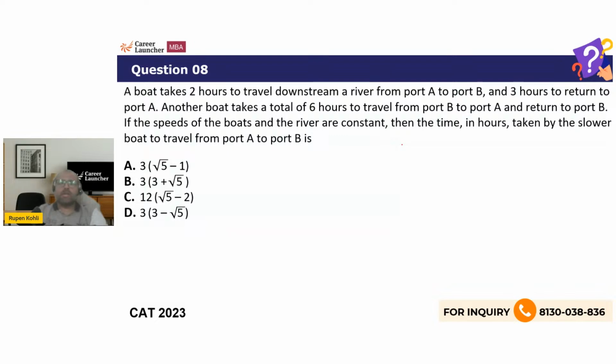Respective timings are given, very good. Another boat takes a total of 6 hours to travel from port B to port A, first it goes upstream, and return to port B. If the speeds of the boats and the river are constant, then the time in hours taken by the slower boat to travel from port A to port B, when it is going downstream, is what is asked.